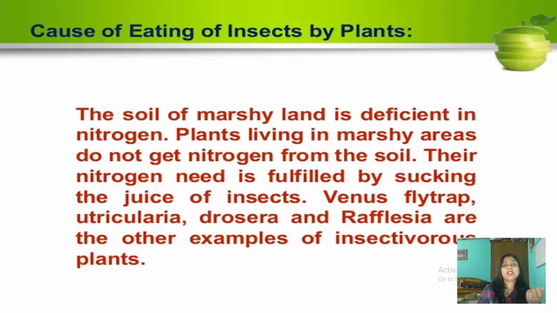But actually what is missing is that they grow in those areas where the soil is devoid of or deficient in nitrogen. And this nitrogen is required by the plants for the synthesis of proteins. So these plants living in marshy areas, where they do not get nitrogen from the soil, have their nitrogen need fulfilled by sucking the juice of insects. For example, Venus flytrap, Utricularia, Drosera, Rafflesia, sundew, they all are examples of insectivorous plants.